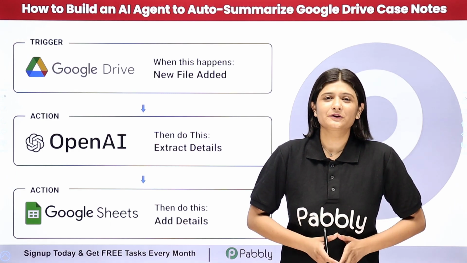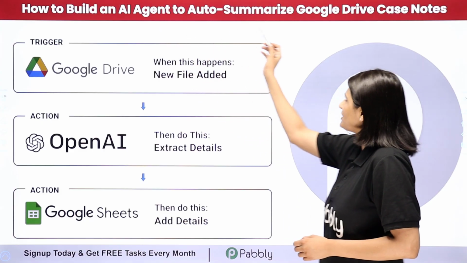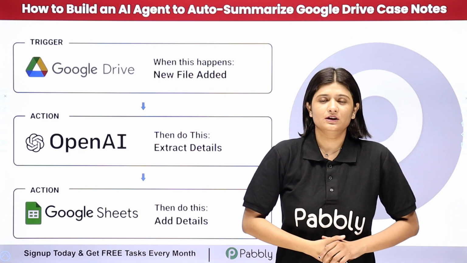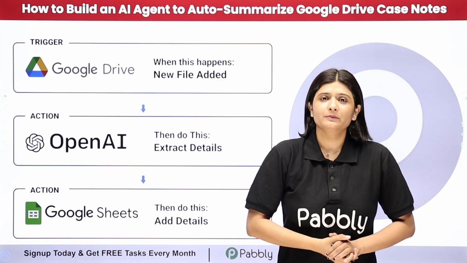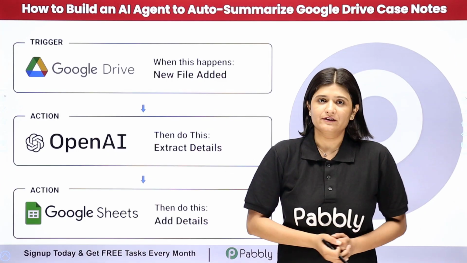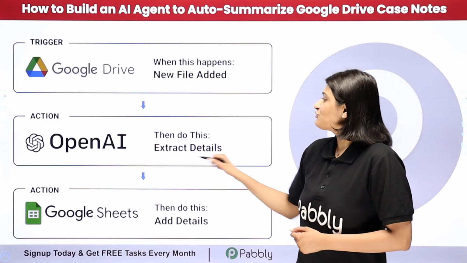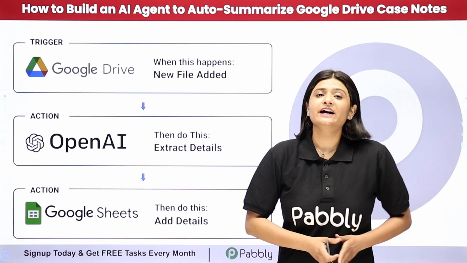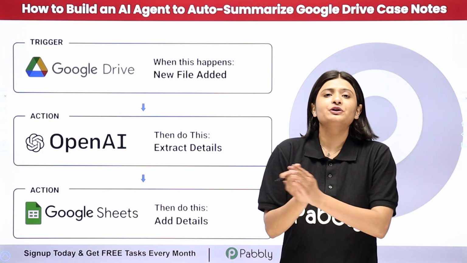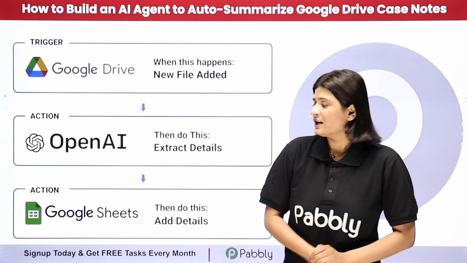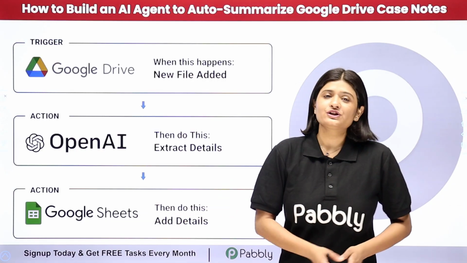In this video, we are going to learn how to build an AI agent to auto-summarize Google Drive case notes. So let's suppose I'm a lawyer and I'm uploading all my case notes in my Google Drive. Now I want that as soon as I upload a new file, the details should be automatically extracted with the help of an AI agent. Here I'm going to use my AI agent as OpenAI, and then these extracted details should be automatically added in my Google Sheets.